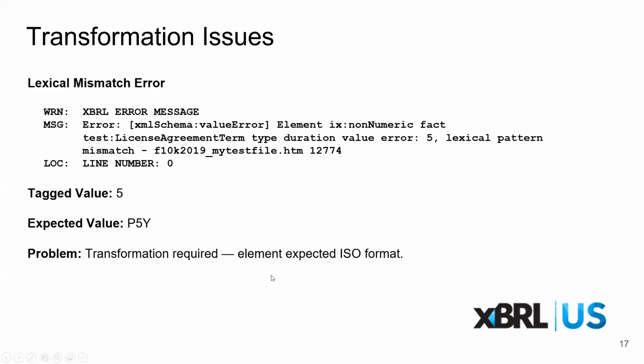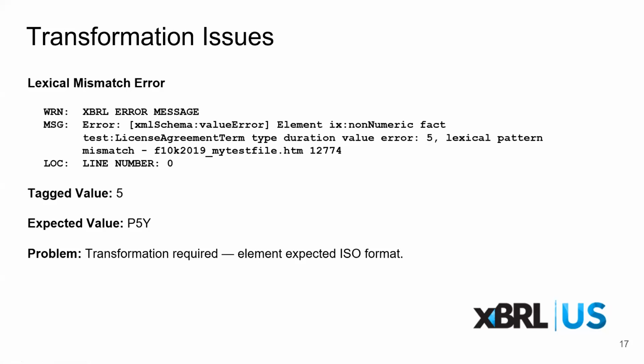So let's talk about some transformation issues that can commonly pop up, because I get questions about this fairly frequently. One possible transformation error you might see would be the lexical mismatch error. This is a pretty common one. If you get the error back from the SEC after you file it, and it says schema value error, and it has the wording in here, lexical pattern mismatch, so you can tell that's what this error is.